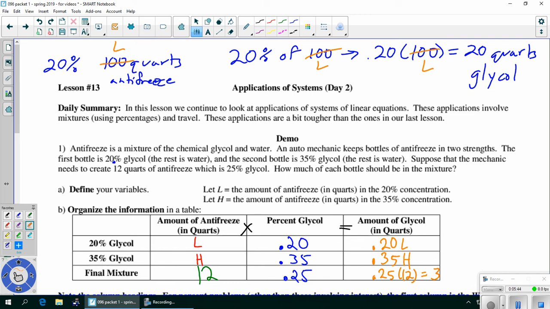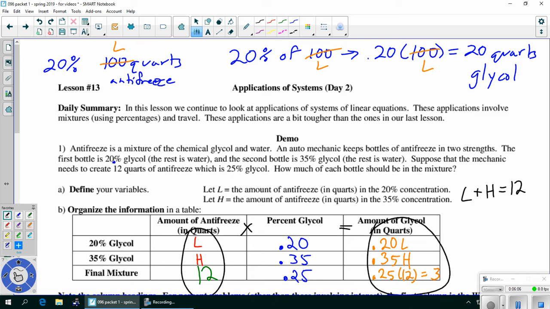Okay, and now we're going to write our equations, and we've got great news because this entire table is filled in. We get an equation from the first column and an equation from the last column. So the first column says L plus H equals 12. That has to do with how much antifreeze we have. L quarts of the one kind plus H quarts of the other kind, and 12 quarts of antifreeze total.